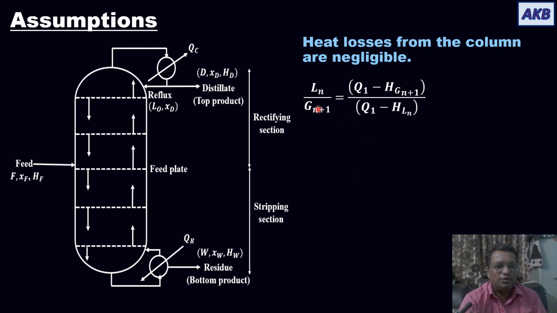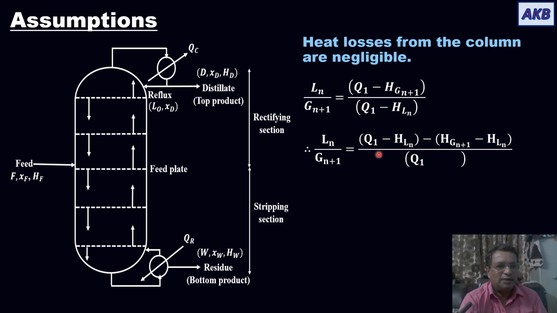Okay, so we had this equation Ln upon Gn plus 1 is equal to (Q1 minus HGn plus 1) upon (Q1 minus HLn). If I rearrange this, how am I doing that? I'm adding HLn, and at the same time I'm subtracting it in the numerator. So (Q1 minus HLn) minus (HGn plus 1 minus HLn), divided by (Q1 minus HLn).